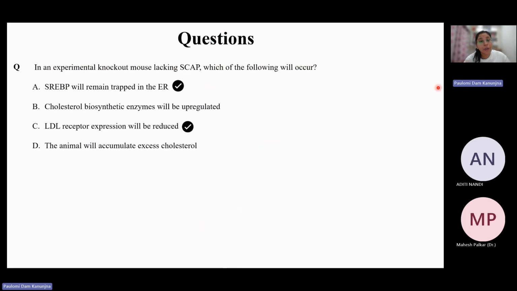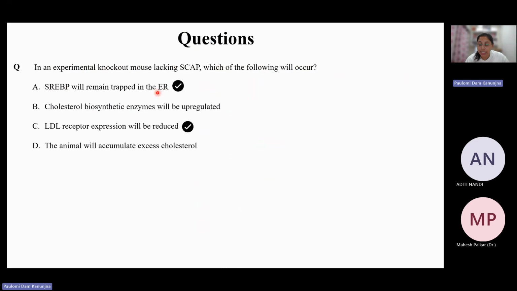Now, if you are removing SCAP, then of course that movement of the complex, or the protein, from the ER to the Golgi complex doesn't take place, right? So that's why the first one is there, because it is not moving to Golgi anymore, it will remain trapped in the ER. And the third one says LDL receptor expression will be reduced. LDL is basically low density lipoprotein.